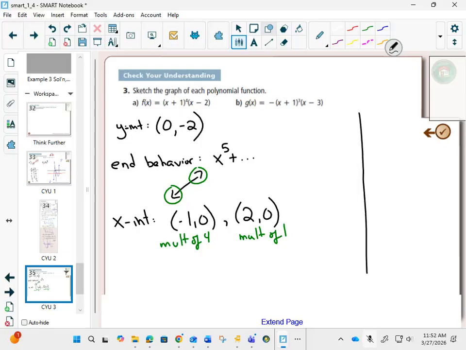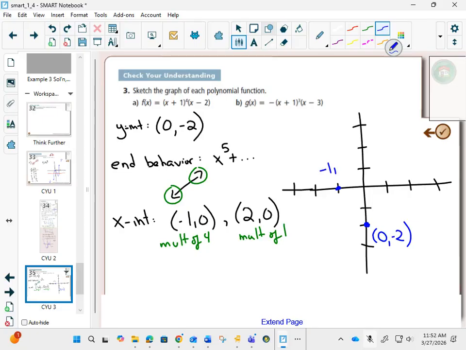So now going to graph these. I know my y-intercept right here, 0, -2. I know my x-intercepts, -1, 0, and 2, 0. And I know my end behavior starts down here. So I know that I'm starting down here.